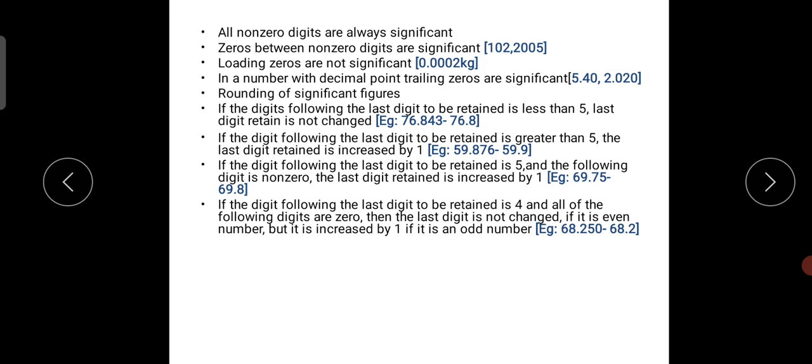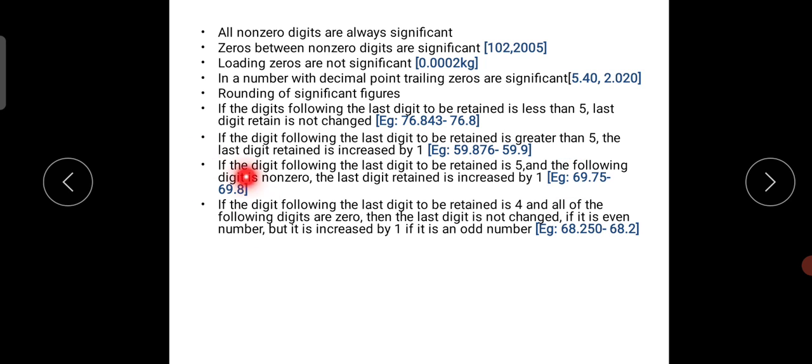Next is rounding of significant figures. See, this is the example. If the last digit is less than 5, see 3 that is less than 5, there will be no change. That is, we can write 76.8. No change. If it is greater than 5, see this is greater than 5, it will be increased by 1. That is 59.9. Next, if the last digit is 5 only, then also we increase by 1. That is 69.8.